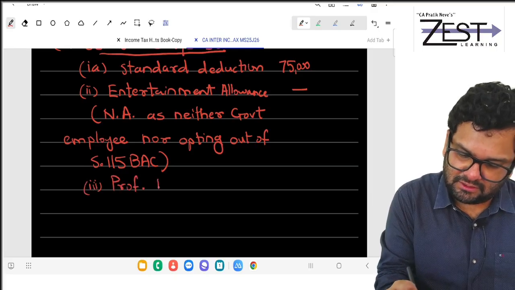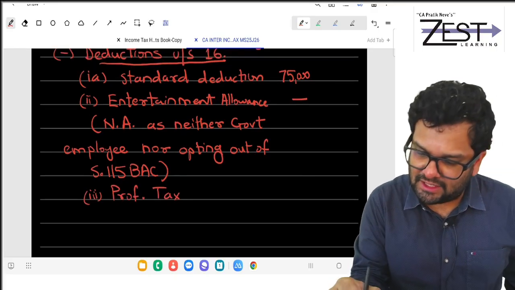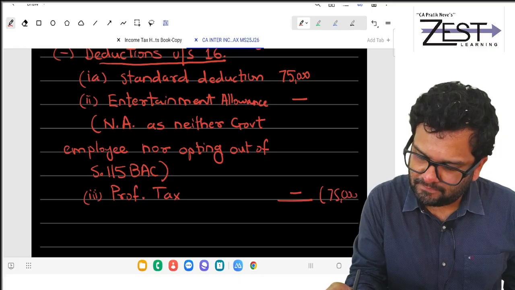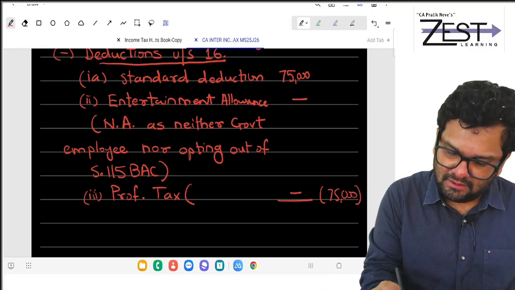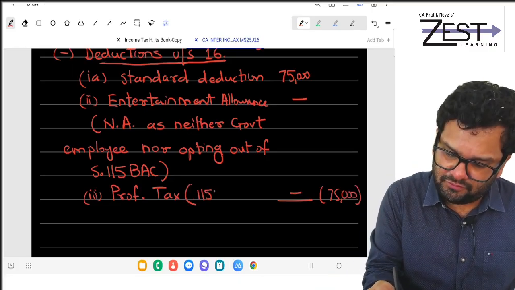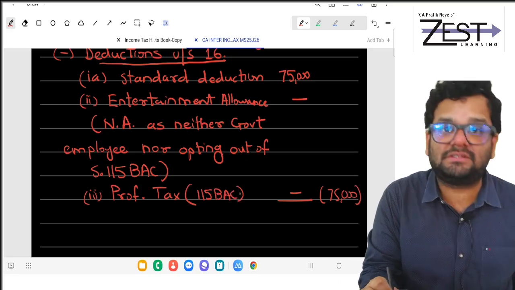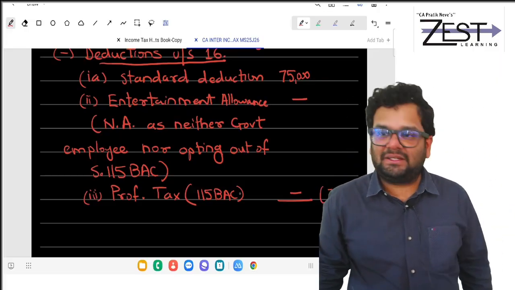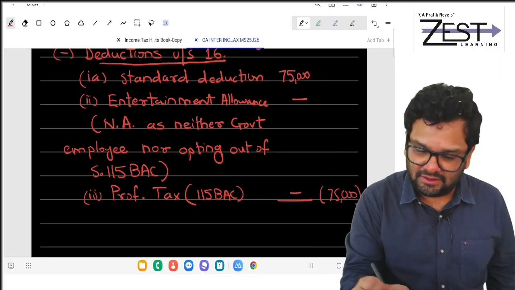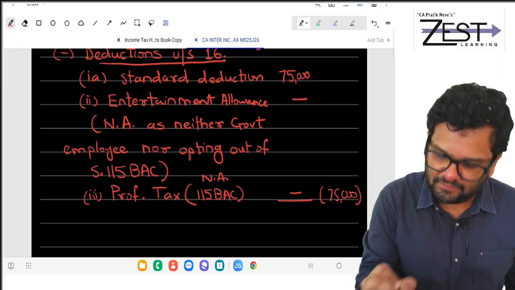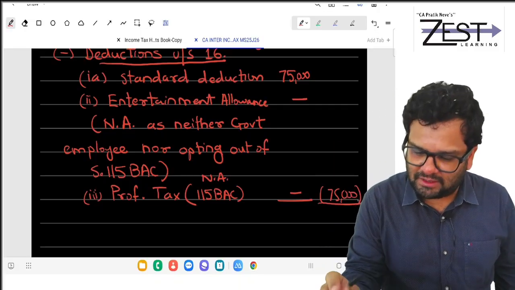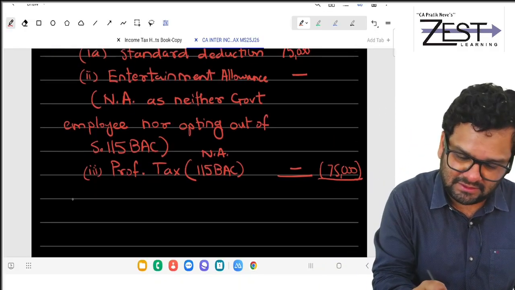Profession tax. Again dash. Why again dash? Exactly, you are in 115BAC. I hope all of you got the reason. You are paying tax in 115BAC, therefore it is not applicable. Fine. Minus 75,000 and tell me what is your net taxable salary.